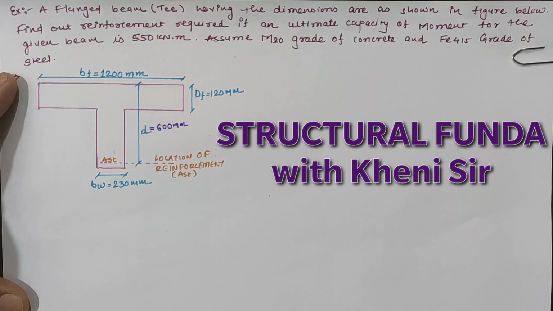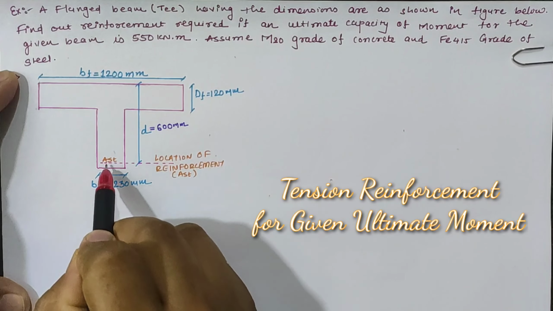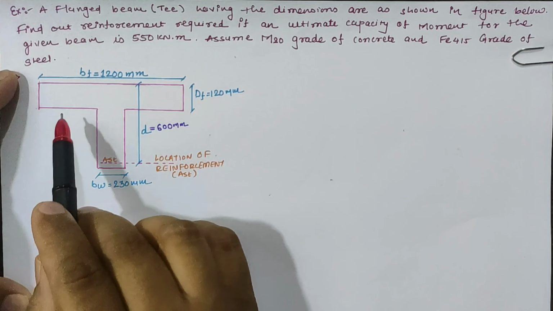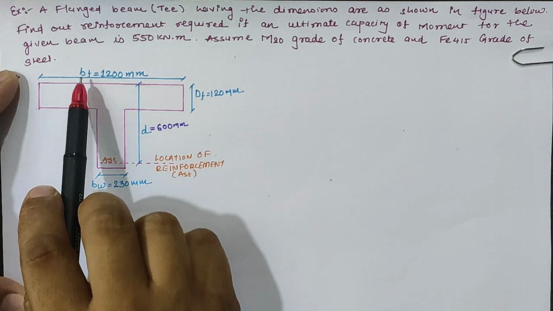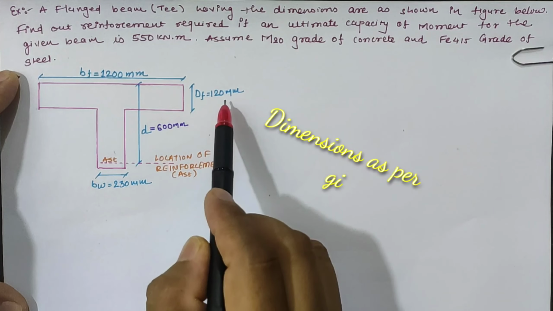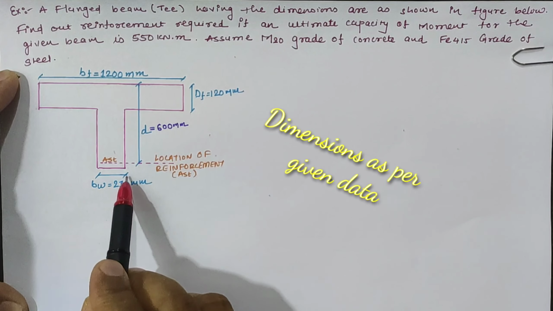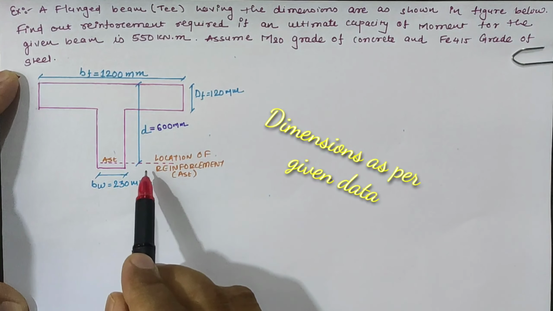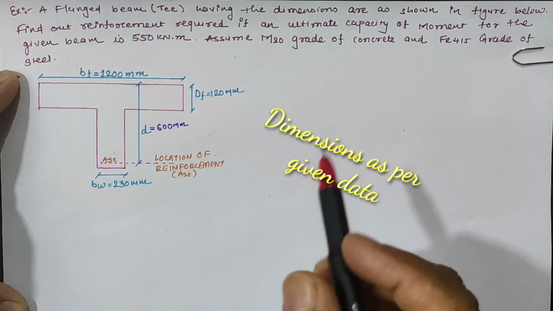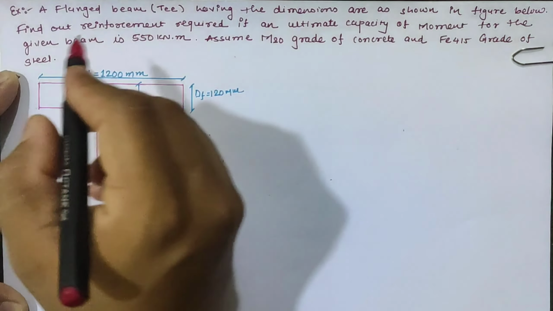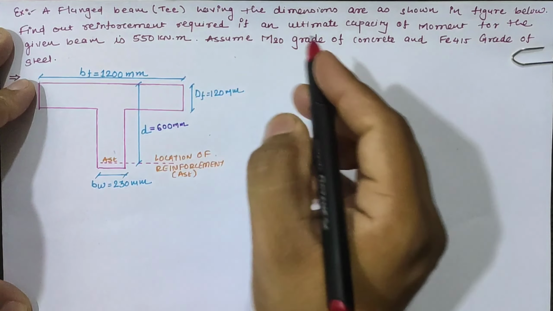Myself Ethan Kenny, and today we are going to learn about calculation of area of steel required in the given flange beam having the dimension as width of flange equal to 1200 mm, depth of flange as 120 mm, width of web or width of rib as 230 mm, and effective depth as 600 mm. Next, we have given the ultimate capacity of moment as 550 kilonewton meter.